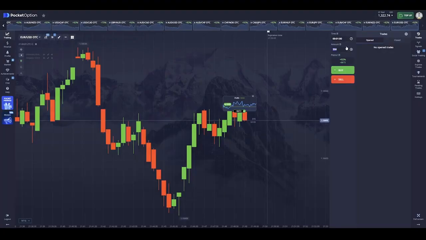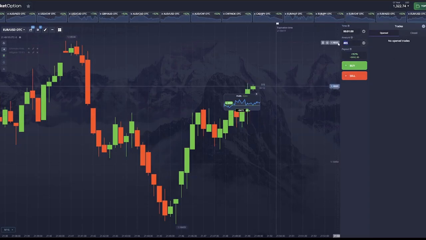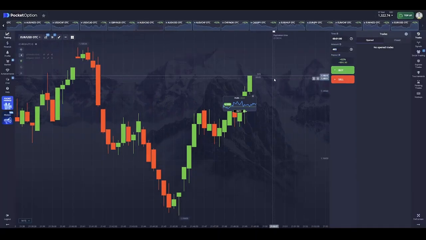So now it's already won $320. Accordingly, with my balance, I can open the next trade for $600, and that will be approximately, with the same 35 percent, $465. That's exactly the amount I'll use to open the next trade. Now, let's talk about how to choose the right currency pair to make a profit.